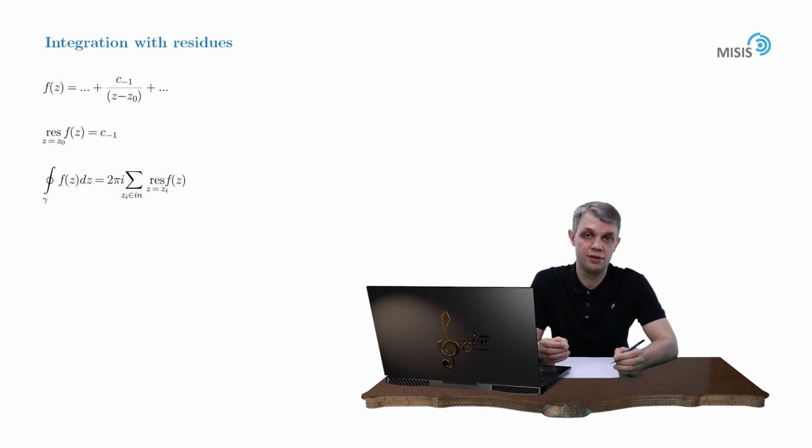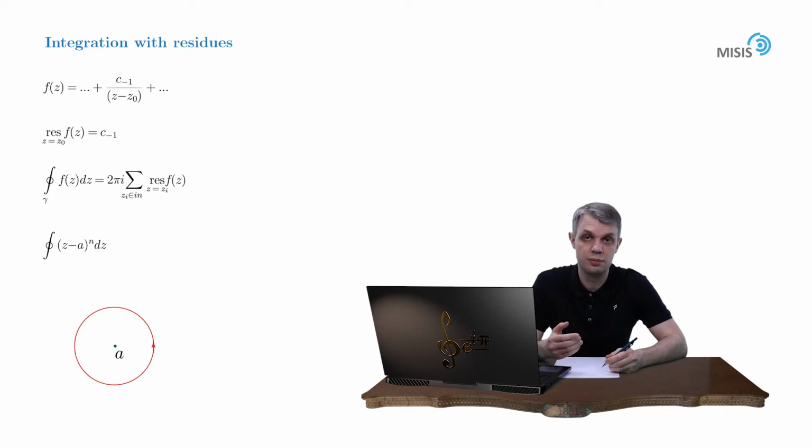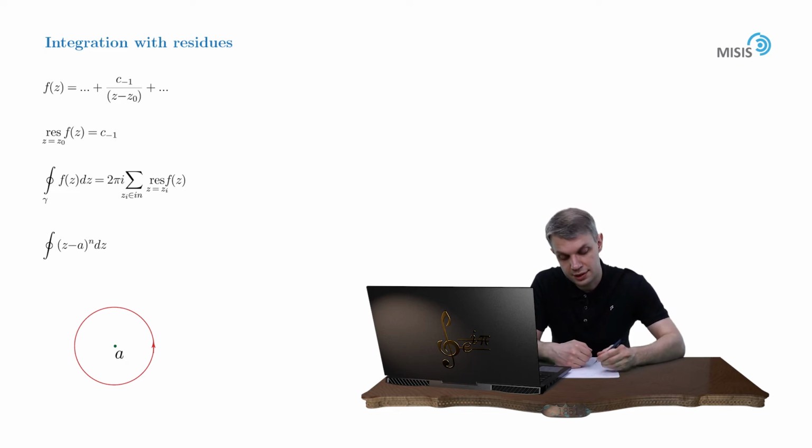Now, the proof of the residue theorem is pretty straightforward. But before addressing it, let us prove a very simple property. Let us consider the following integral. It's a closed contour integral along a circle centered at some point a of z minus a to the power of n dz, where n is an arbitrary positive or negative integer. And what I want to argue is that this integral is equal to 0 in all cases, with the only exception of n equals -1. And in the latter case, it's equal to 2 pi i.